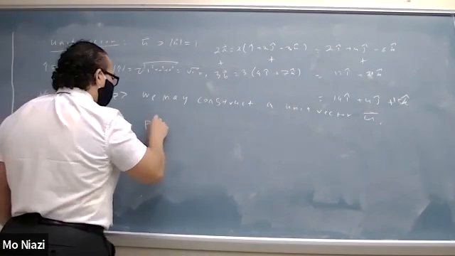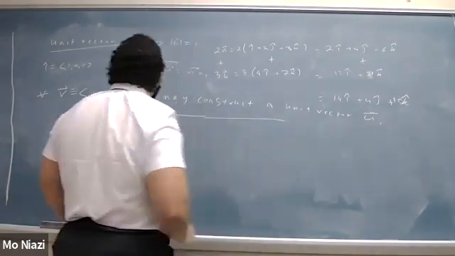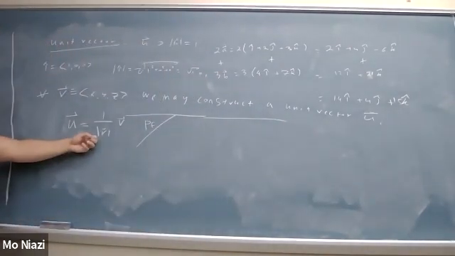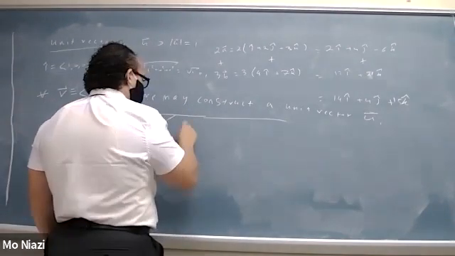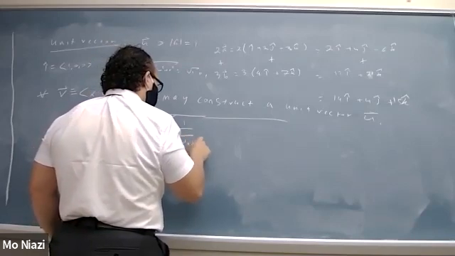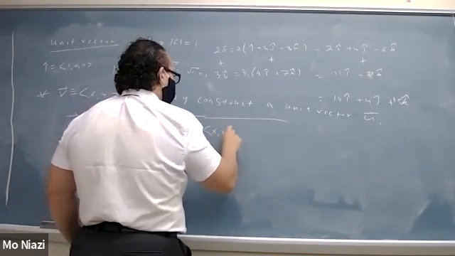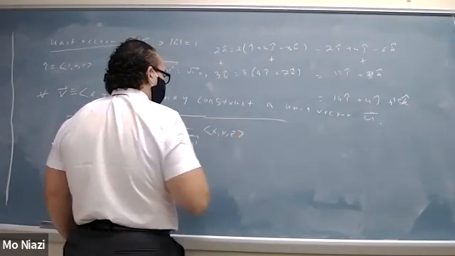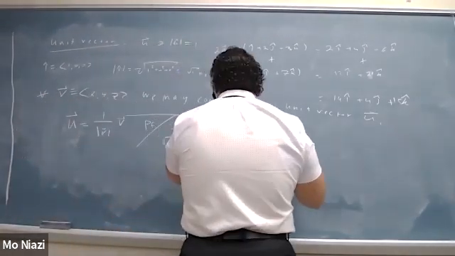Proof. I will prove to you that this is indeed a unit vector, 1 over the magnitude of v times v. Notice that 1 over the magnitude of v is 1 over the square root of x squared plus y squared plus z squared. And that times the vector v looks like this. And so when I multiply, I get this.